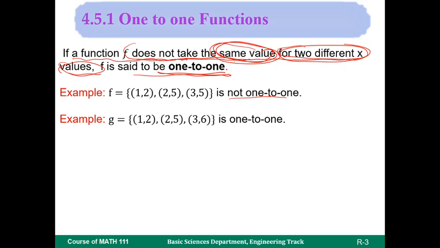Now let's look at this example here. If you want to see it's one-to-one, you have to check: 1 goes to 2, 2 goes to 5, and 3 goes to 6. As you see, there are no two x values assigned to the same y value. So this is okay, so this is one-to-one.